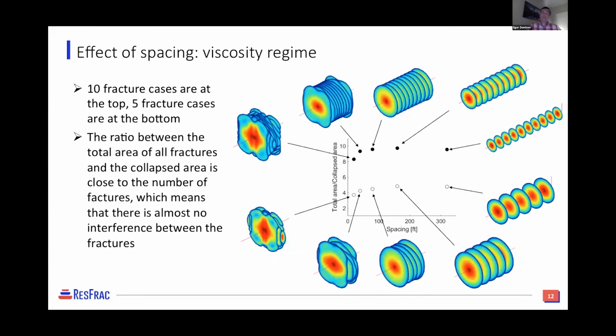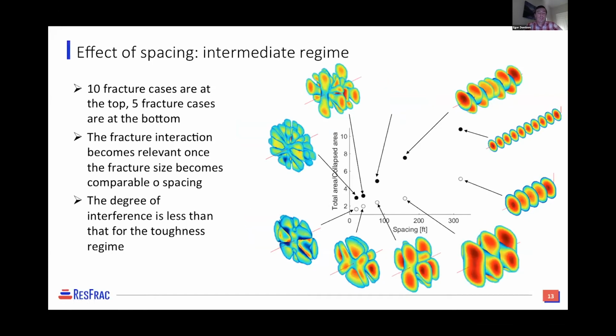And in the viscosity dominated regime, it pretty much stays flat. I mean, it could be some numerics going on once you get really close, but it's pretty much flat, right? So that's the message. And intermediate is somewhere in between. It's not as bad as the toughness regime, but it's not as good as the viscosity regime. You still see this very weird complexity, but you do have some fracture overlap still.